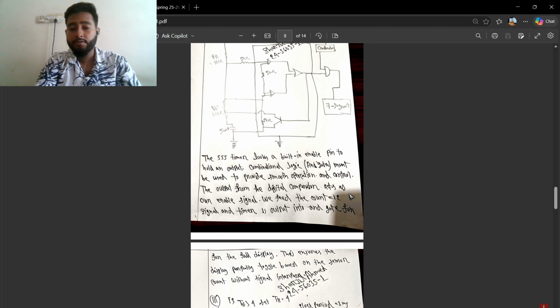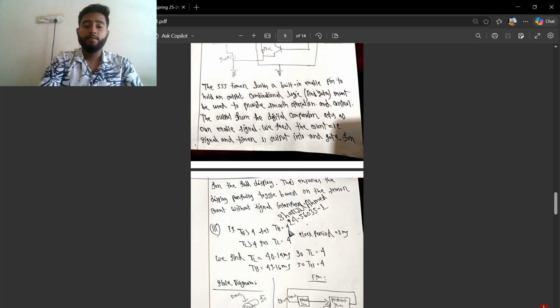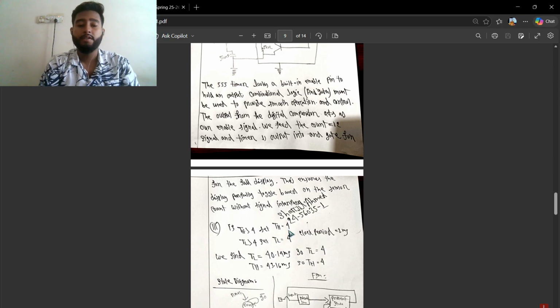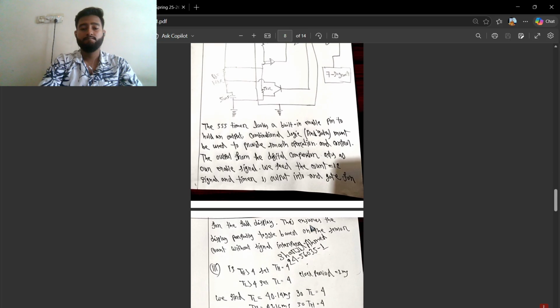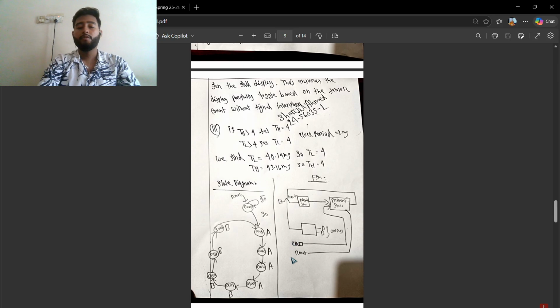We feed the count equal to 12 signal and the timer 12 equals to frequency, and the output gets to the full display. That ensures the display perfectly toggles based on the sensor count without signal interference. So this is our 555 timer. Now move on to number 3.